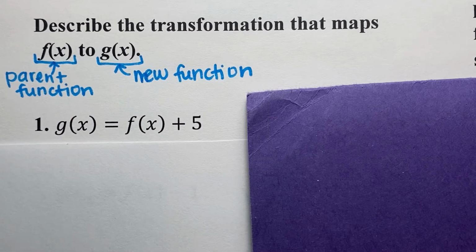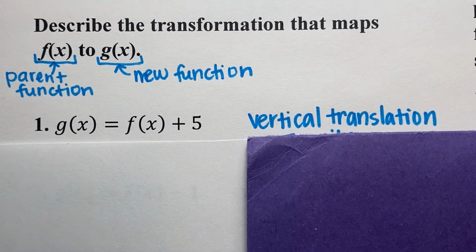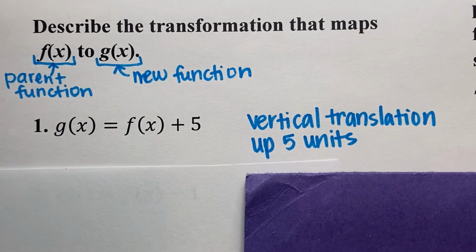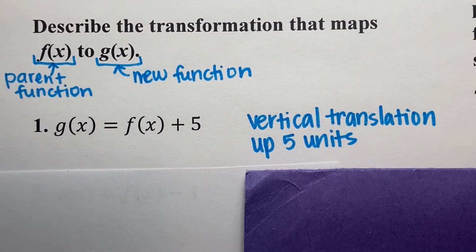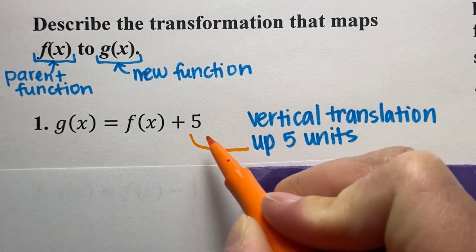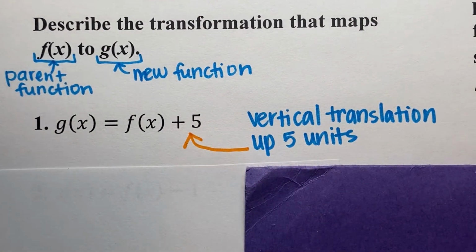So when it moves up or down, we call it a vertical translation. And since it is plus 5, we are moving up 5 units. So vertical translation, up 5 units because it's on the outside.